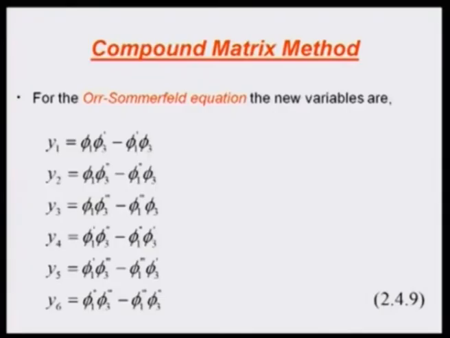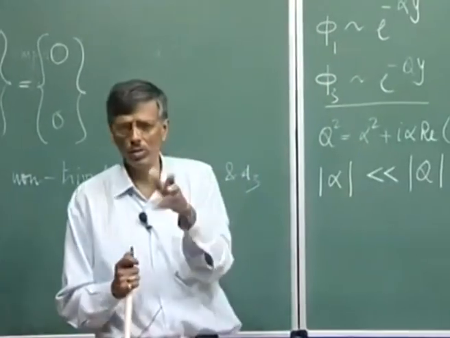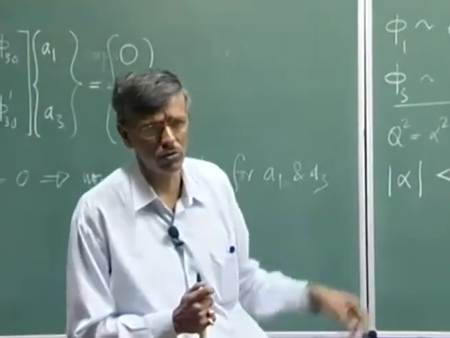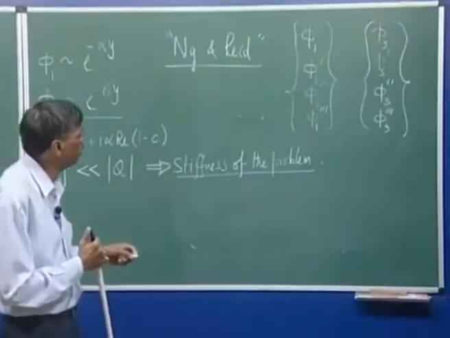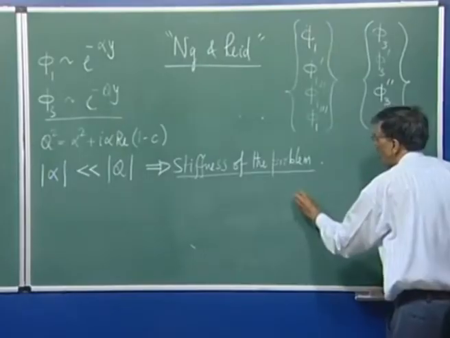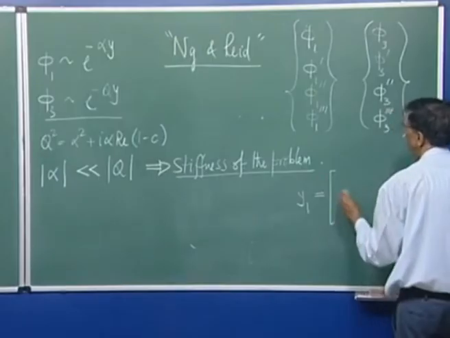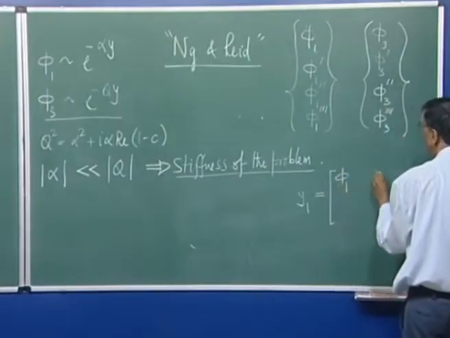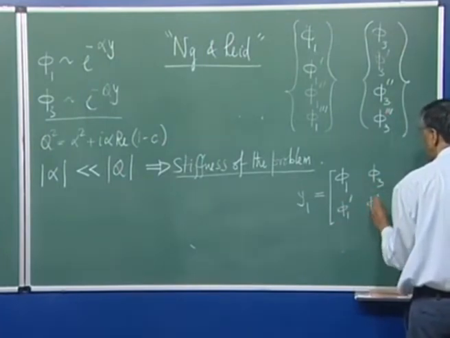Now, what we try to do is generate a set of new variables. Because we have two fundamental solutions, we try to form combinations of these two solutions in a 2 by 2 mode. So, for example, I could form one of the solutions, y 1, like this: phi 1, phi 3 and phi 1 prime, phi 3 prime.